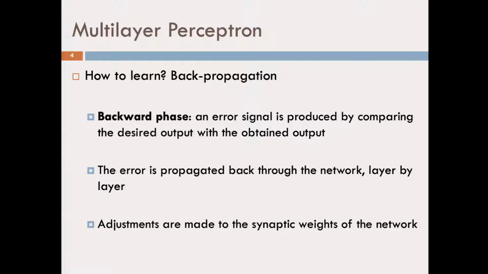So the idea is that the error is going to be propagated backwards to the layers. And we are going to do some mathematical calculations to see how we are going to use that signal to adjust the weights of the previous layers.